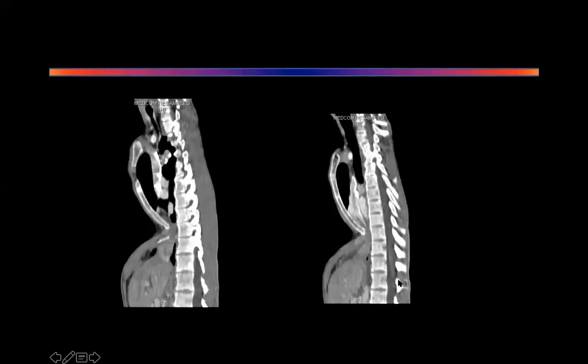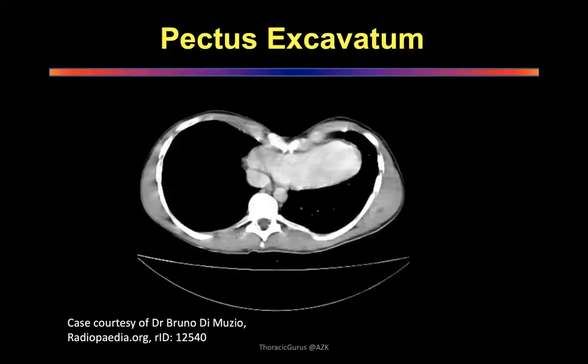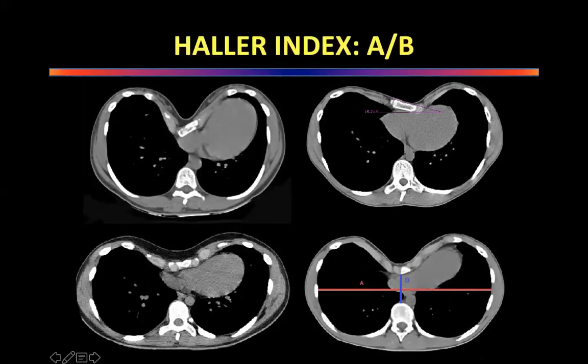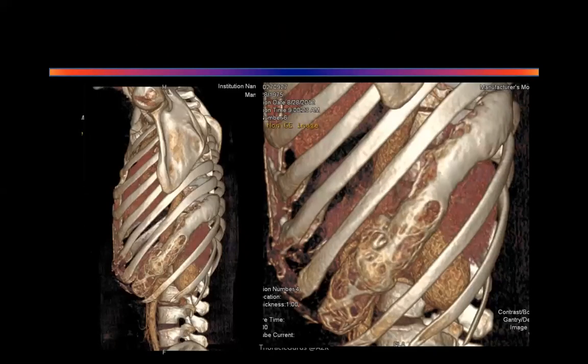Somebody explain this one to me. Amina, what is this? Just explain for everybody. Prof, this is the Haller index that we are trying to calculate. We are comparing the anteroposterior to the transverse diameter of the chest, and anything more than 2.75 is significant. Good. So this is Haller's index, A over B, and more than 2.75 is significant. Excellent.